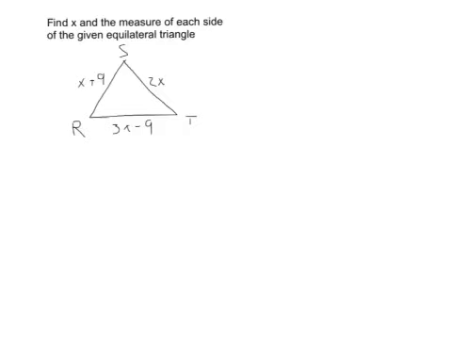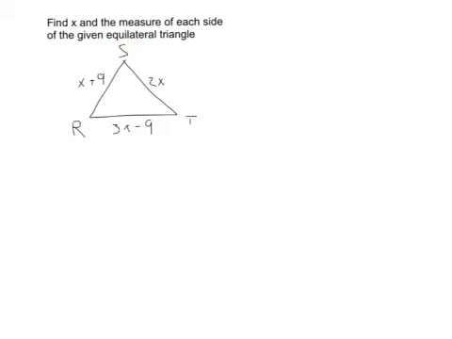Okay, after you've reviewed your different types of triangles, you have isosceles, equilateral, obtuse, acute, etc., you can use that information to solve for missing sides and variables. So let's take a look at this problem here. We have: find x and the measure of each side of the given equilateral triangle. So here they're telling us this is an equilateral triangle.